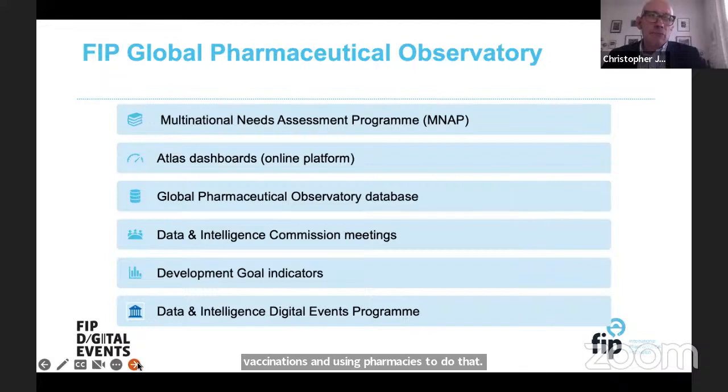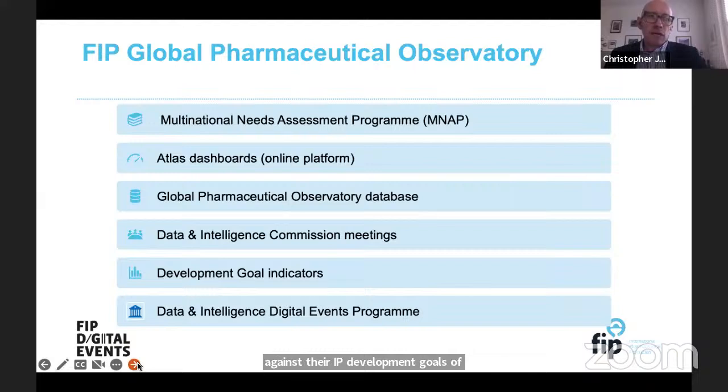We have the FIP Atlas, which I've mentioned, and this is our platform for showcasing our members' needs and priorities, supported by data from the GPO. And this allows FIP to identify opportunities for developing pharmacy with, for, and through our member organizations. And we produce a variety of dashboards that visualize the data we produce from projects. The GPO database is the repository for FIP's pharmacy and pharmaceutical science data. It contains data that will inform the indicators to track progress against the FIP development goals.